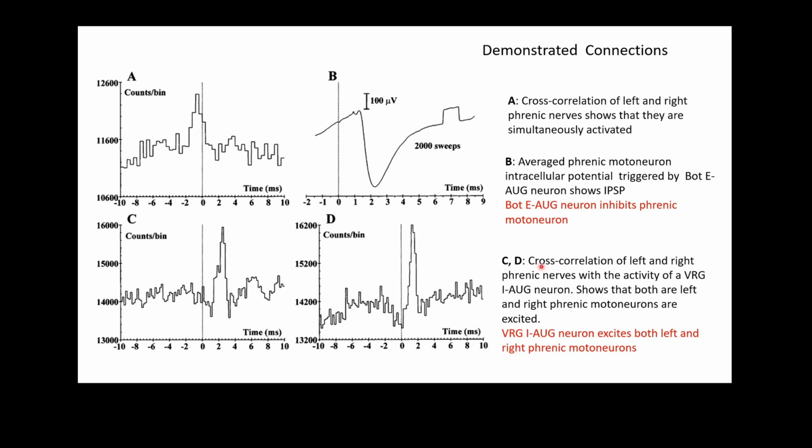Here's some cross-correlation experiments of left and right phrenic nerves with the activity of a ventral respiratory group inspiratory augmenting neuron. And it shows, here's left and right phrenic nerve cross-correlations. Both the left and the right are excited after the transmission delay down the spinal cord. So that's why it's just a few milliseconds delayed from zero. So that ventral inspiratory augmenting neuron excites both left and right phrenic motor neurons. And I know that. It's taken several hours and a very complicated surgical preparation of a rat to do this, but I am sure of this information.